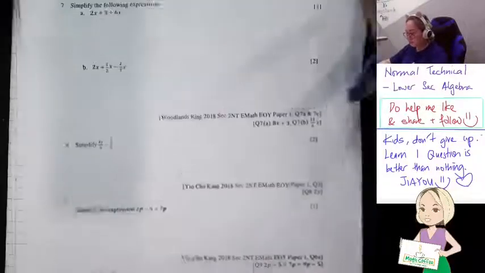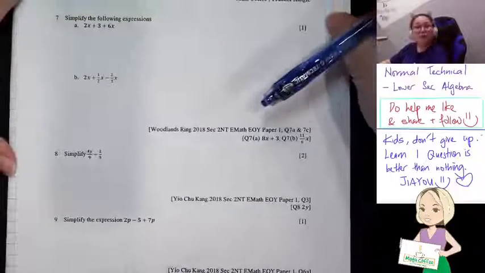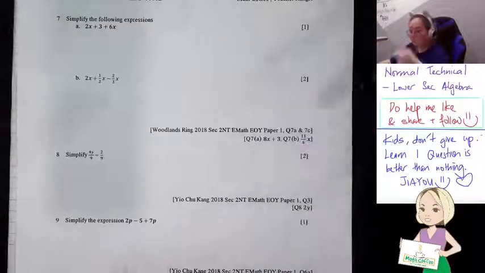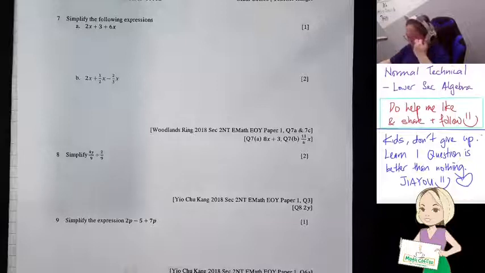Okay, let's move on to the next. You can see that their questions are similar, it's just all from different papers. It's like more practice lah.